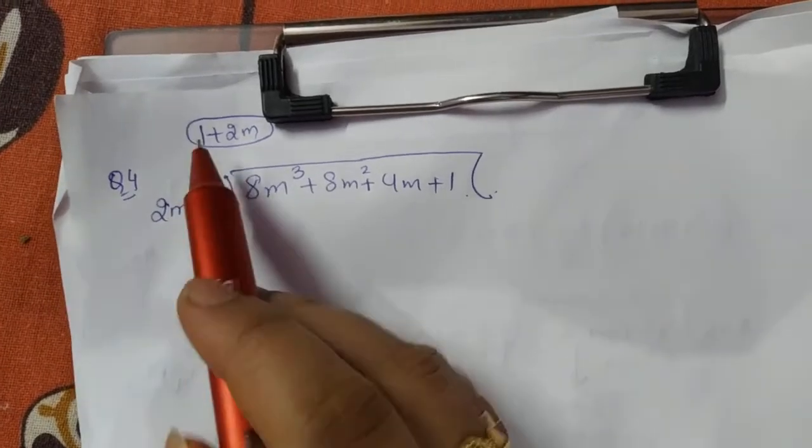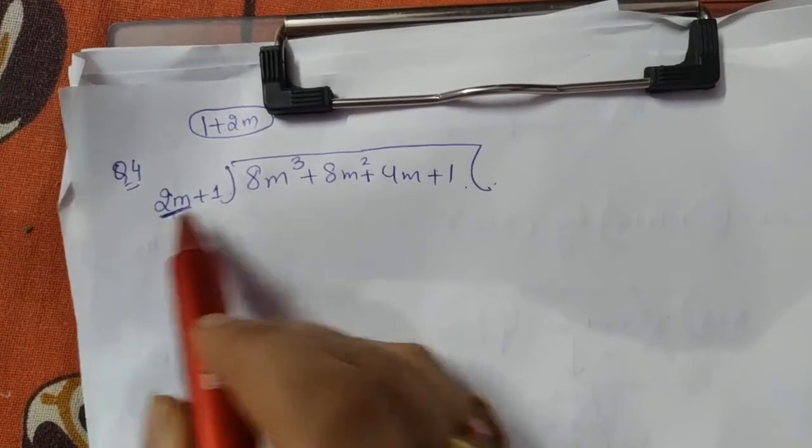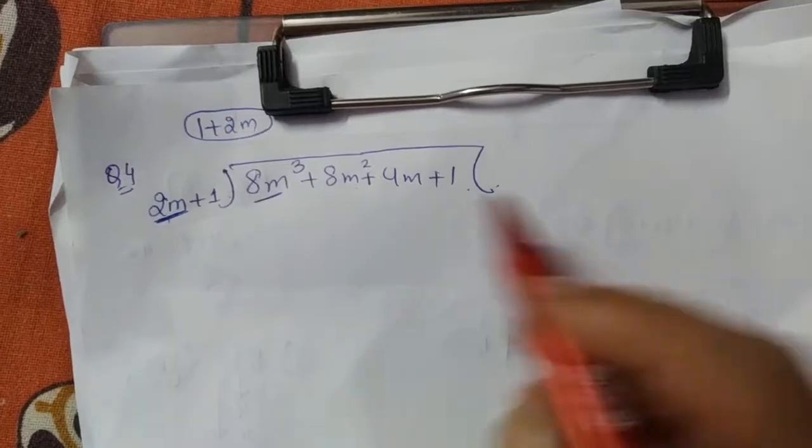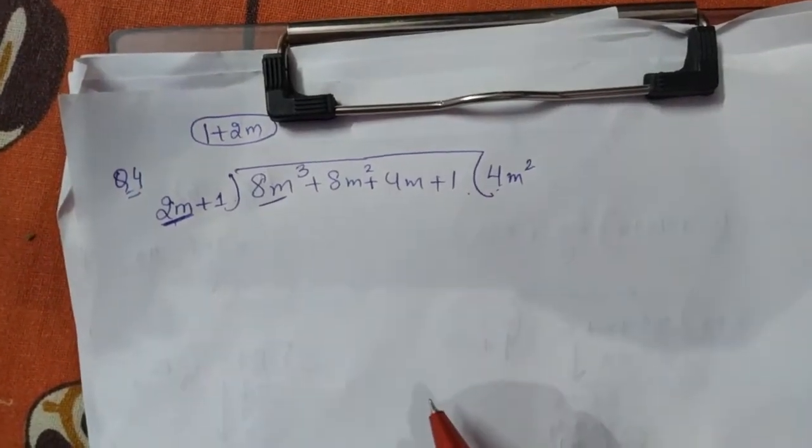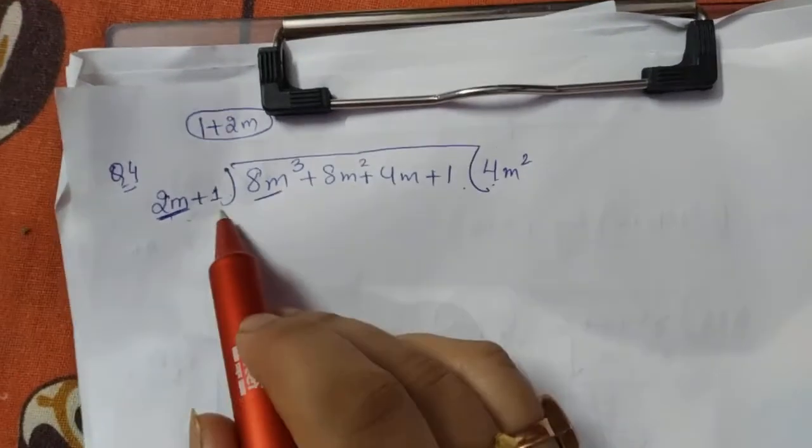Now let's start with the question. See, the first term over here is 2m and here it is 8m cube. That means my first selected number will be 4m square. Now multiply this 4m square with both of them.